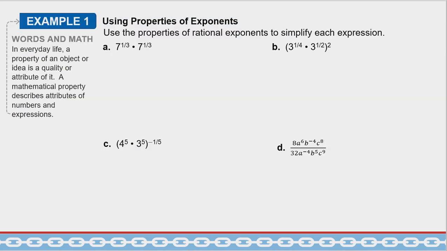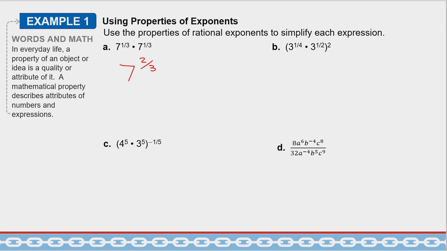So using properties of exponents, I have 7 to the 1/3 times 7 to the 1/3. That is going to be the product of powers. So that is going to be the same then as 7, and I'm going to add those two exponents. So that's going to be the same as 7 to the 2/3. And then if you needed to, you could evaluate that out with your calculator.